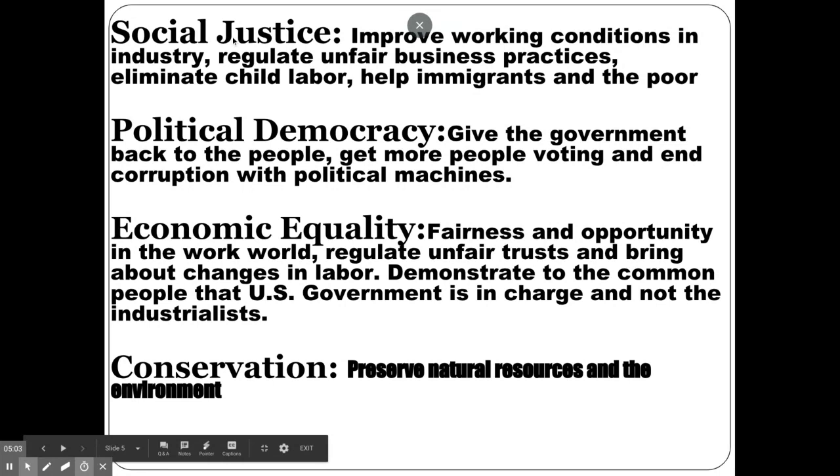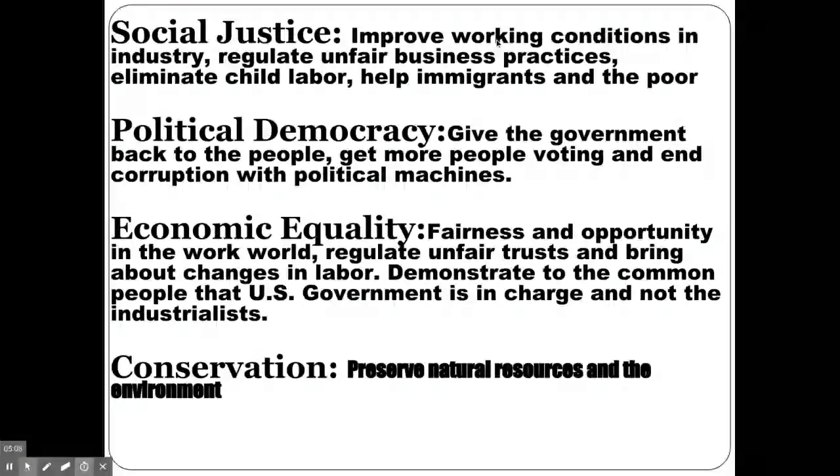Stated this way, the goals for reform: social justice, improve working conditions in industry, regulate unfair business practices, eliminate child labor, and help immigrants and the poor. All this falls under social justice during the progressive movement.